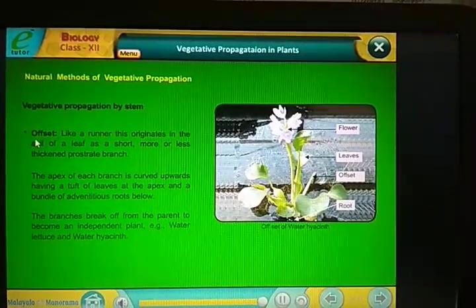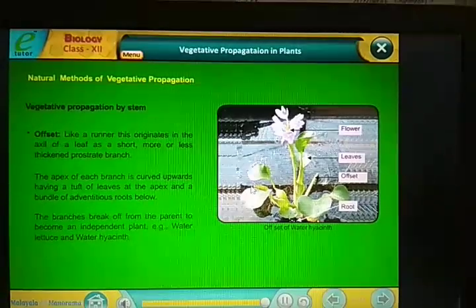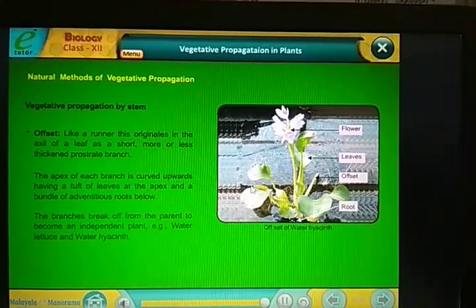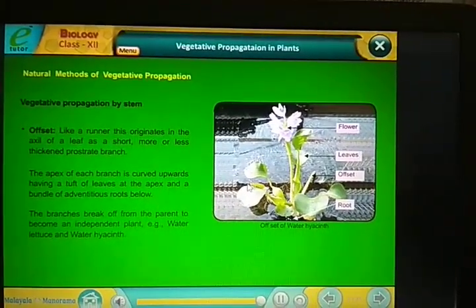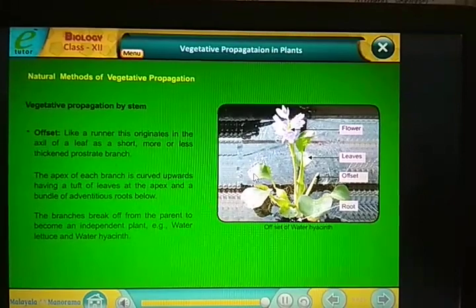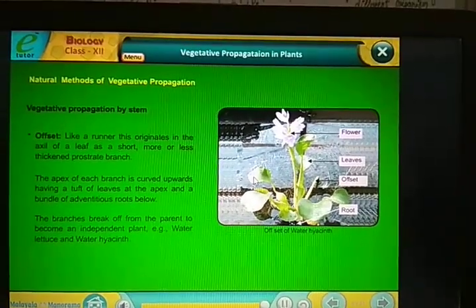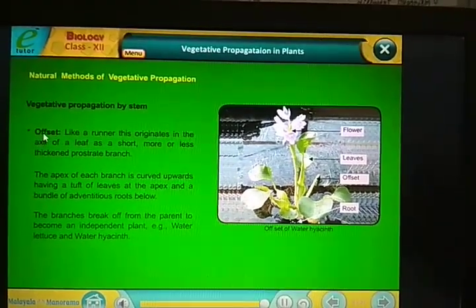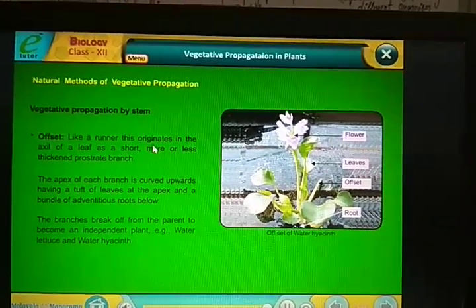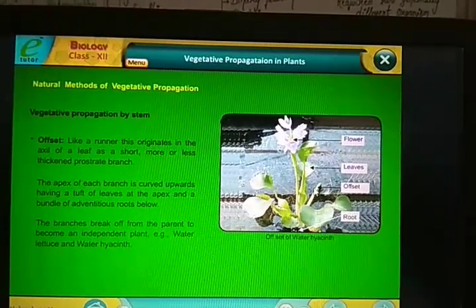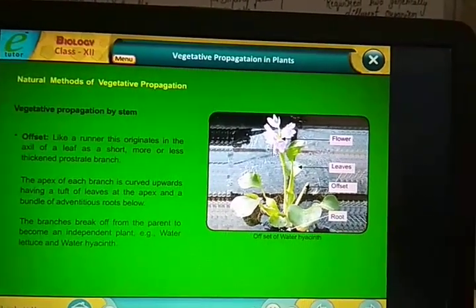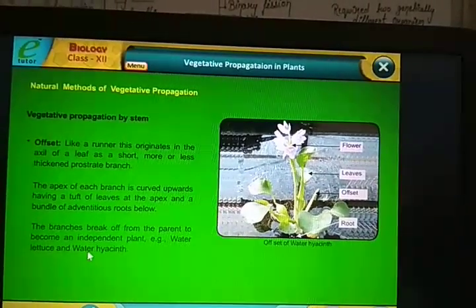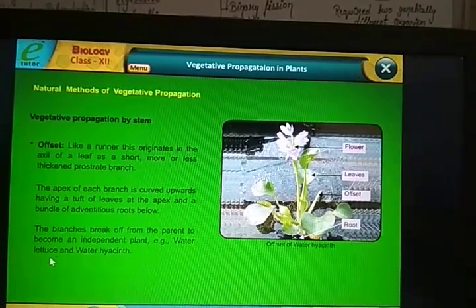This is also a modification of the offset, and it is present most commonly in Eichhornia crassipes, whose common name is water hyacinth, and the Hindi name is jalkumbhi. These are mostly aquatic plants, free floating in the water, and these offsets help in the development of new plants. So this is the main root, and this is the offset, and the leaves and the flower parts in the case of Eichhornia crassipes. This is the scientific name, and the common name is water hyacinth and lettuce.